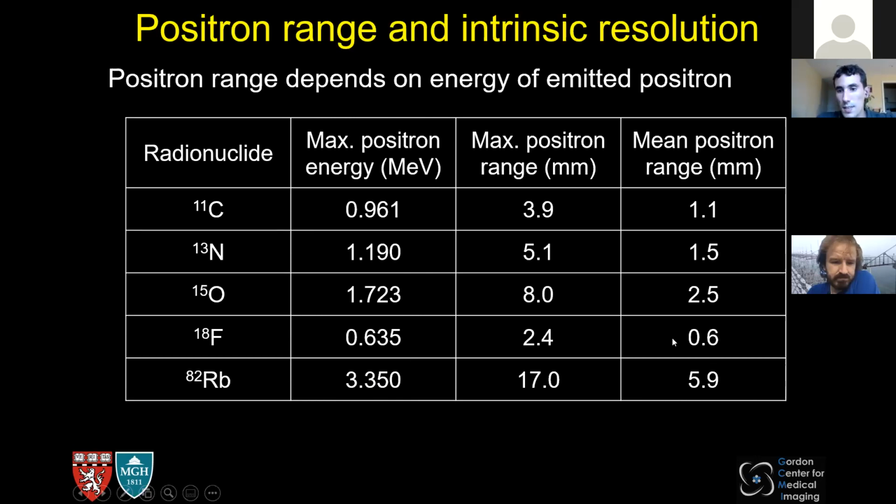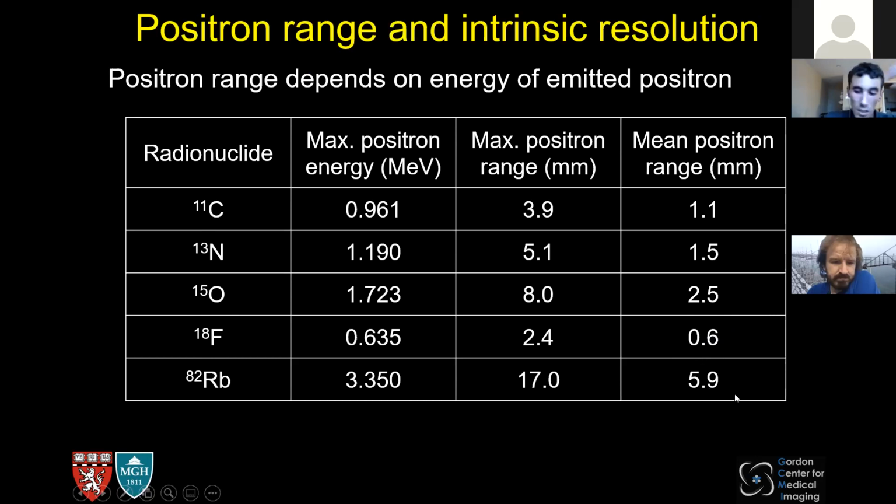Good news though is that for F18, that I said is very important in PET, it's only 0.6 millimeter on average, this positron range. So if you compare that to the 4 millimeter width of the crystal, this is going to be only a small resolution degradation. Basically, it's going to contribute little to the overall spatial resolution. However, for rubidium-82 here, 6 millimeter positron range compared to 4 millimeter crystals, you can see that this is the dominating effect in terms of spatial resolution.